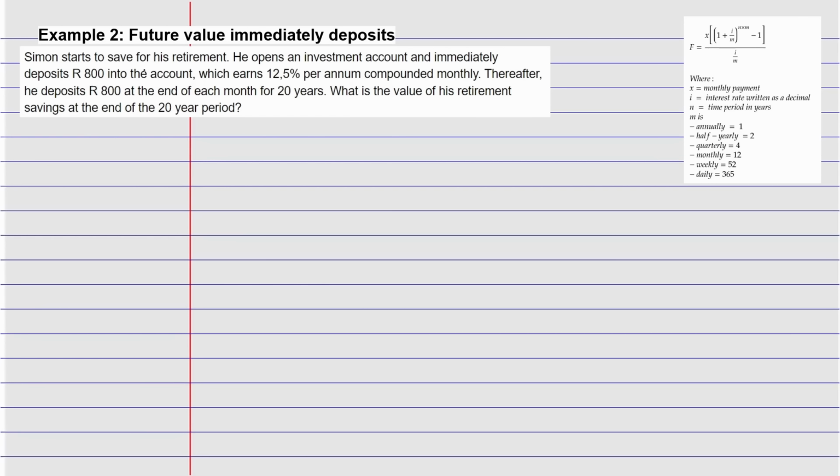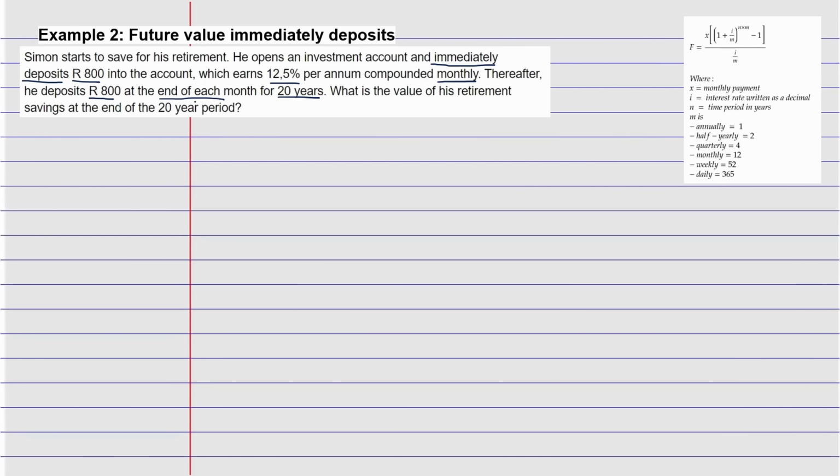It says Sam starts to save for his retirement. He opens an investment account and immediately, a very important word, deposits 800 into the account, which earns 12.5 percent per annum compounded monthly, meaning it's going to be multiplied by 12. Thereafter he deposits 800 at the end of each month over 20 years. What is the value of his retirement savings at the end of 20 years?